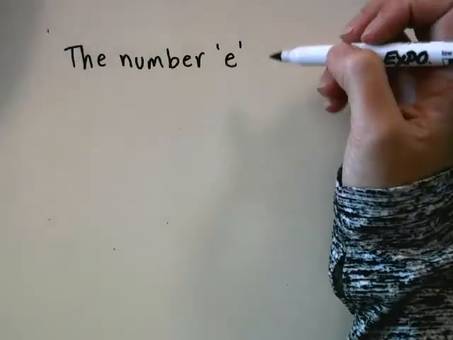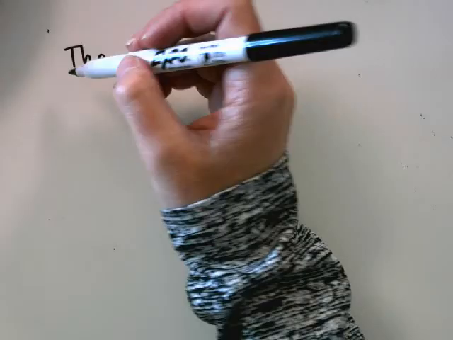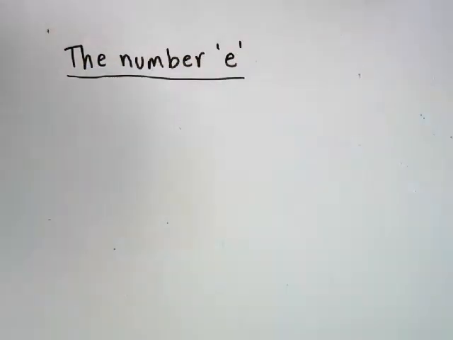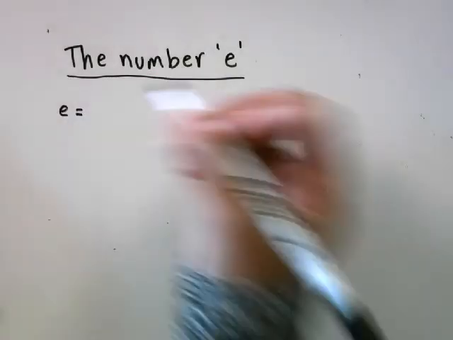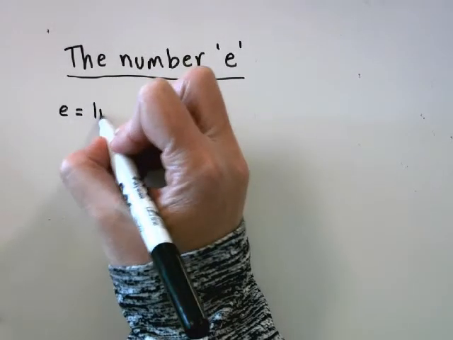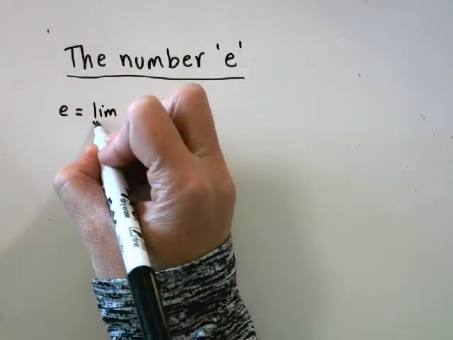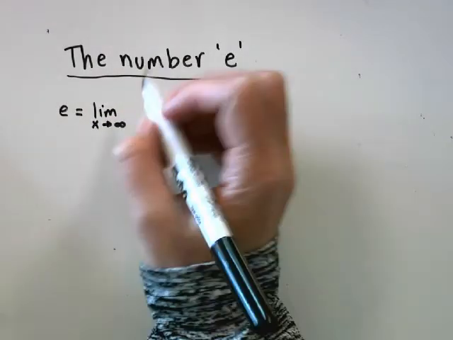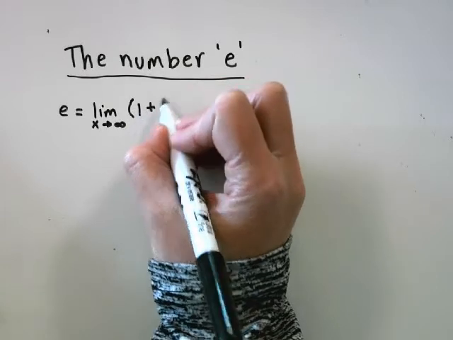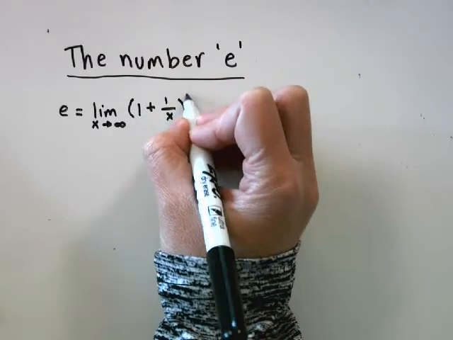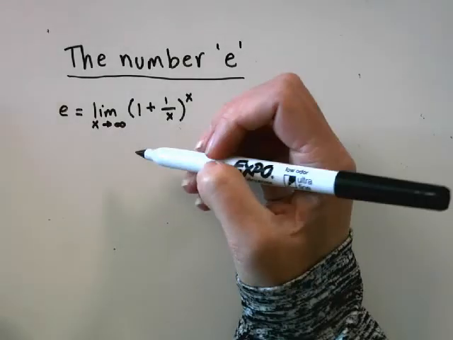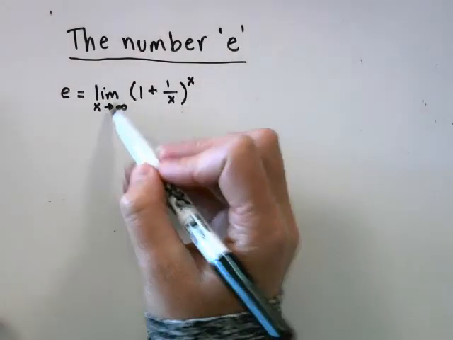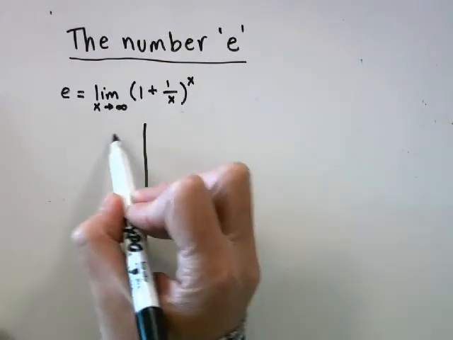The number e. So we're going to talk about the number e. This is what we call the growth constant. To generate it, e is equal to the limit as x goes to infinity of (1 + 1/x) raised to the x. So what we can do to generate the number e is pick bigger and bigger values.